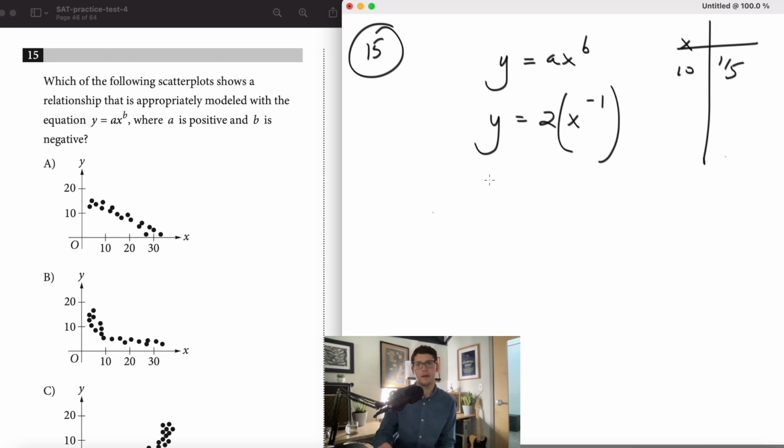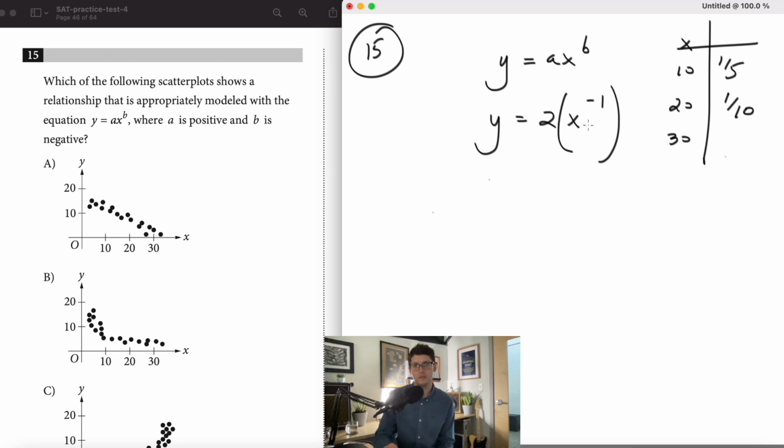When X is, let's try 20 and 30 and see what happens. When X is 20, it becomes 1 over 20. 20 to the power of negative 1 means just 1 over 20. Times 2, 2 times 1 over 20 is 1/10. And we'll do one more point here. When X is 30, what happens?